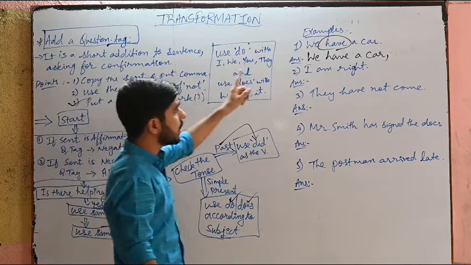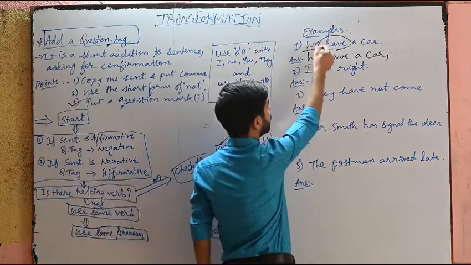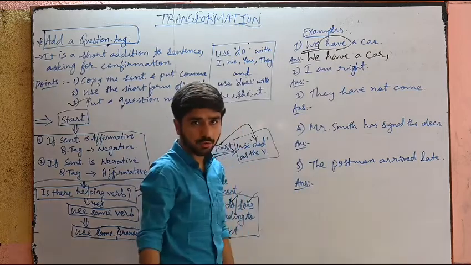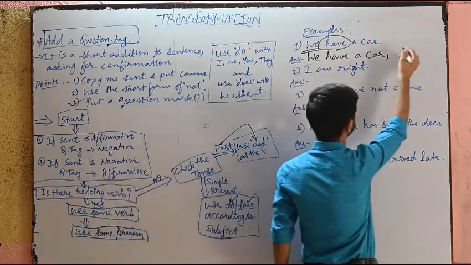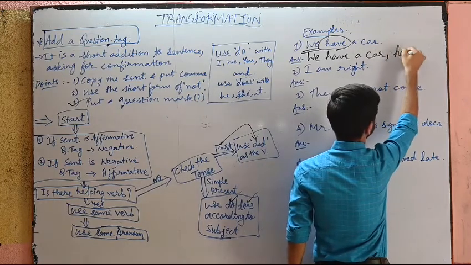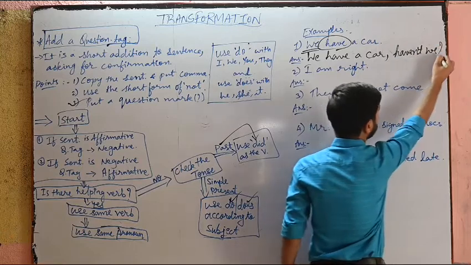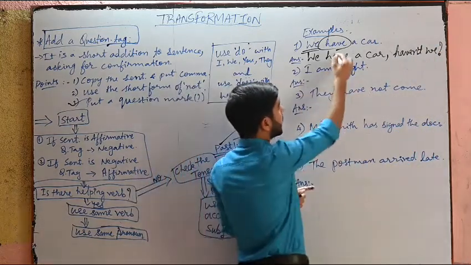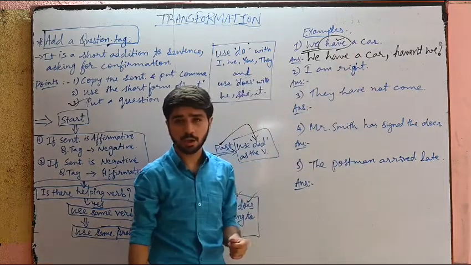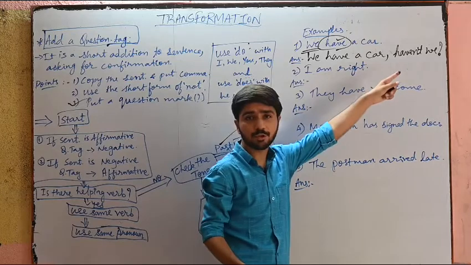But what is the pronoun over here? What is the pronoun? We. So use the same pronoun as given in the rules and the negative form. We have a car. Haven't we? See, never forget to put a question mark. I have used the negative form of have, that is have not. And what is the short form? Haven't. And the same pronoun I have used over there.